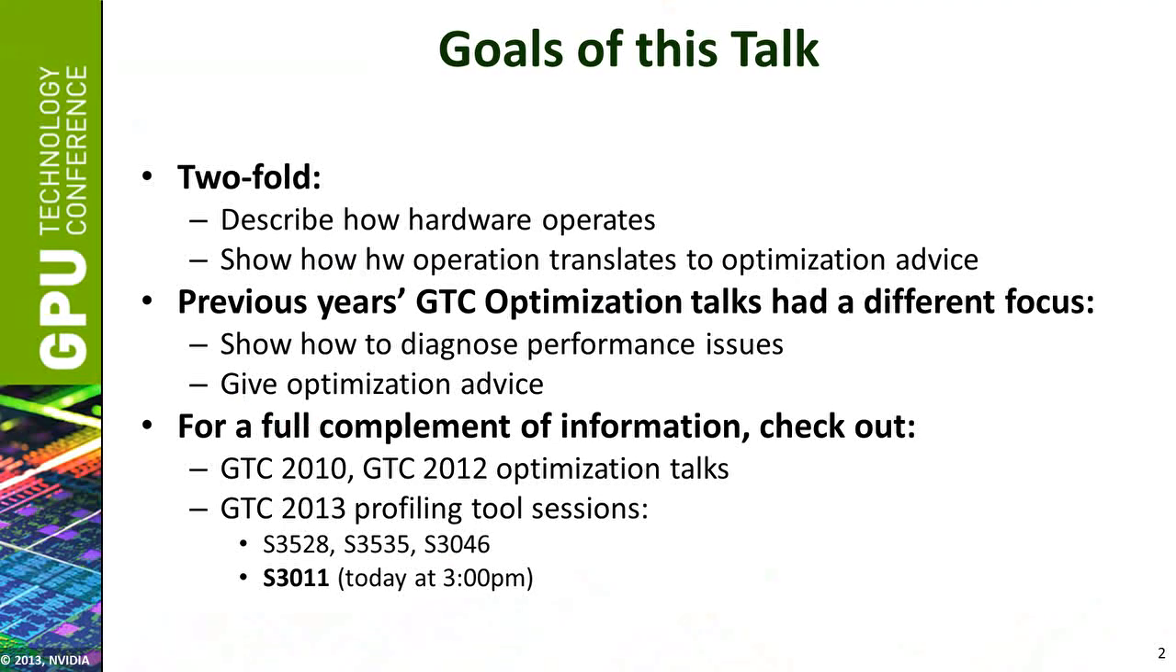So we've had these talks pretty much for all the GTCs that I've been at for the past several years, and the goals of this year's talk are a bit different from GTC last year or GTC in 2010. Those talks tended to focus on diagnosing performance bottlenecks and performance issues, and then suggest various optimization approaches to address them. This year, I'll focus more on how hardware operates and then relate hardware operation to various optimization advice. So it'll be a complementary talk to what we've given in the previous years.